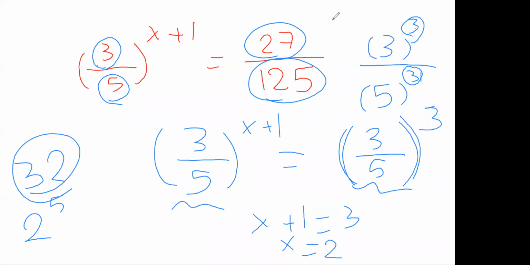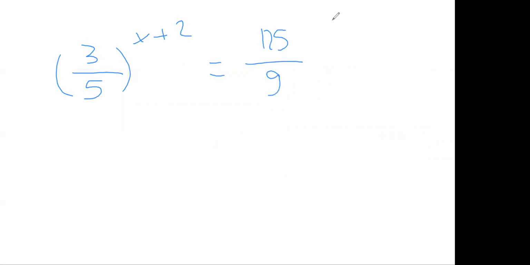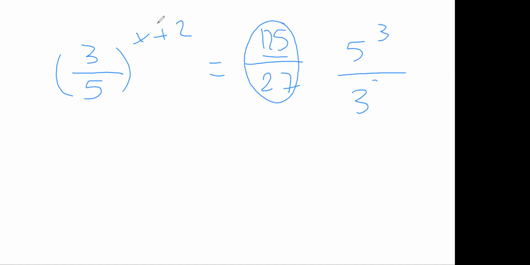Okay, another example. If I take the same example, 3 over 5 power x plus 2, and I wrote this one as 125 over, sorry, over 27. 125 over 27. Okay, can you do anything to change this one to be similar? Negative power. Okay, so first, 125 is 5 power 3, and 27 is 3 power 3, which equals 5 over 3 all power 3.